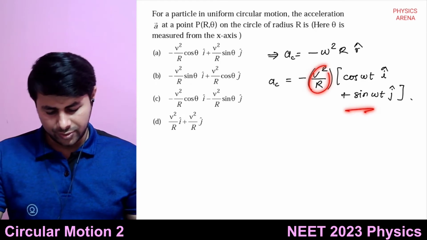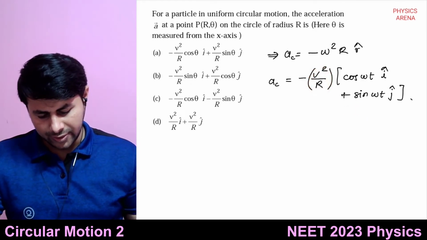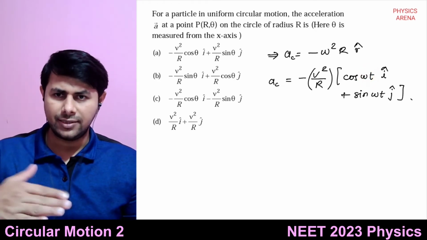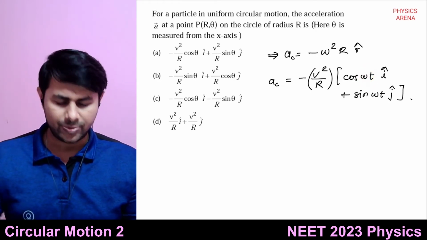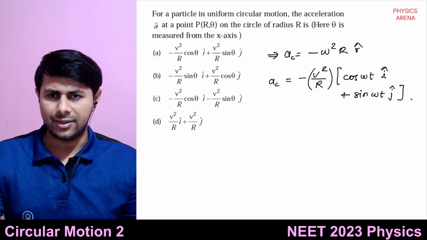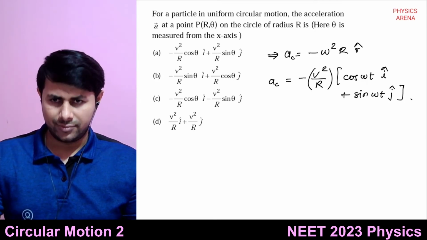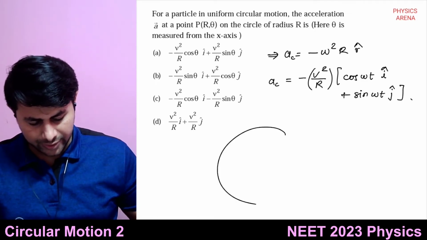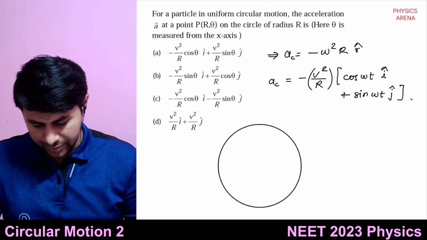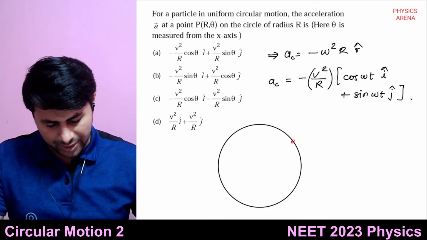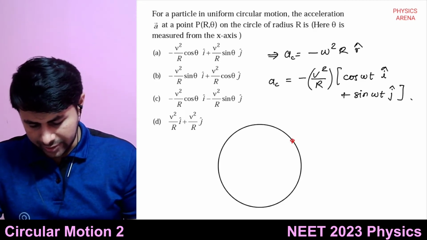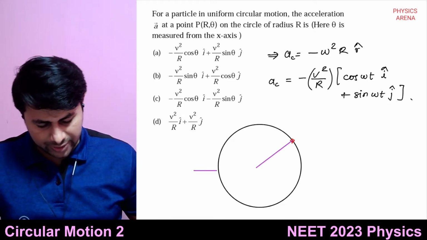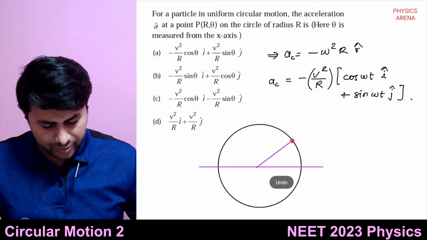So you get the answer. In place of omega t, you write theta. That's the angle covered, right? In place of omega t, you can write theta. This is your circle and this is your particle, which is performing uniform circular motion, and you want to measure its acceleration from the x-axis.